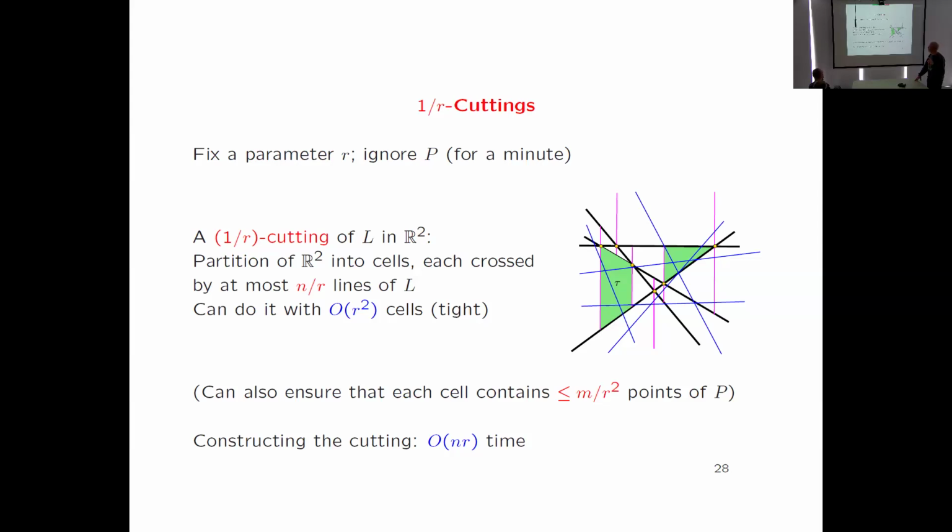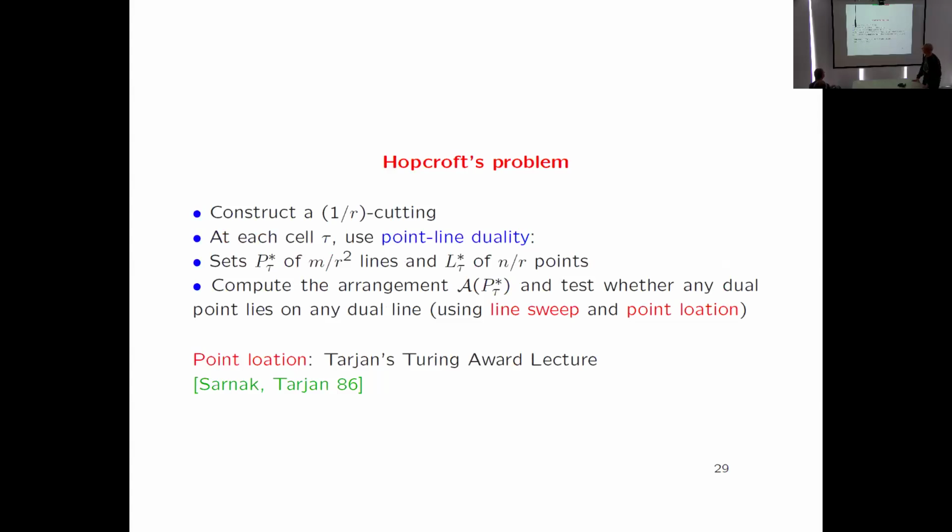And a simple packing argument shows you that you need at least R squared cells to do it, but you can do it with R squared cells. And there are also points. You can also guarantee that each cell contains at most n over R squared points. Otherwise, you chop cells into subcells. The number doesn't go up significantly.